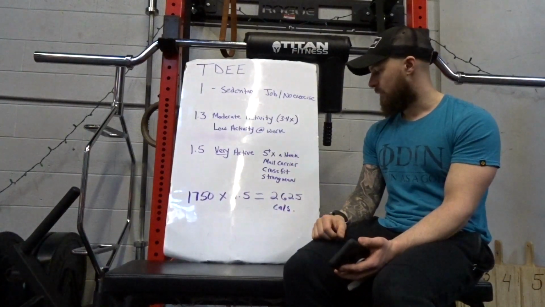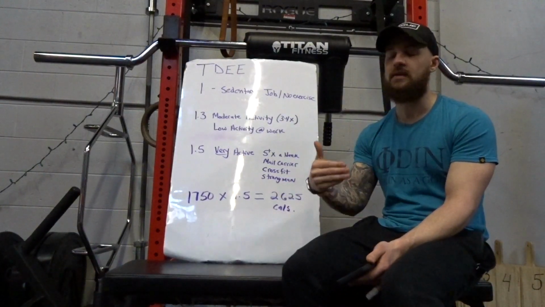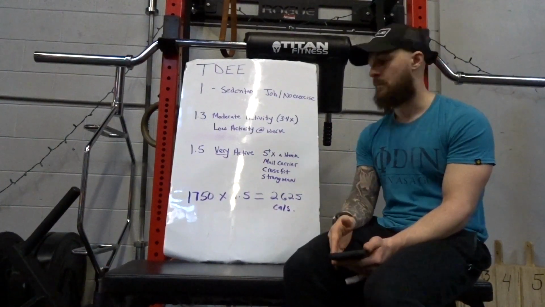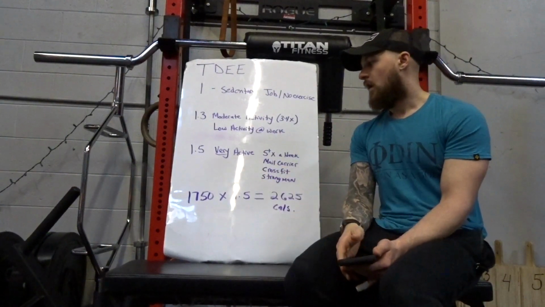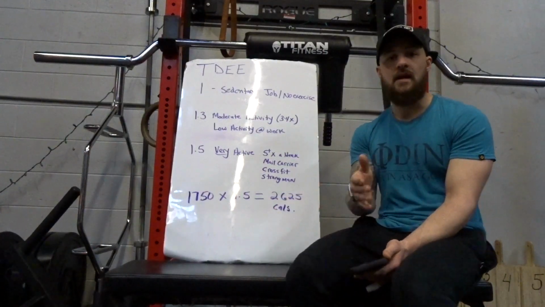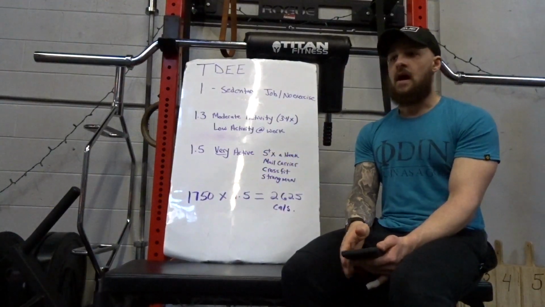The CrossFit athlete would be in there. Strongman competitors, bodybuilders, powerlifters, people who are lifting multiple times a week or have an active job or the combination of the both. 1.5 is the higher end. And for myself, being only 160 pounds right now, I've been trying to cut weight. I still consider myself on the higher end because I'm constantly moving.